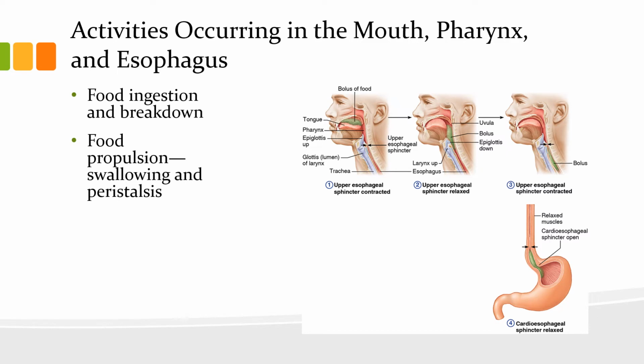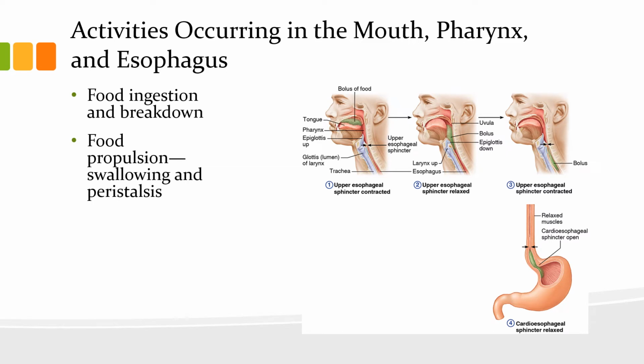Some emotional stimuli can also cause salivation. For example, the mere thought of your favorite food might cause your mouth to water. And all of these reflexes, though initiated by different stimuli, are brought about by parasympathetic fibers in cranial nerves 7 and 9. Essentially, no food absorption occurs in the mouth.